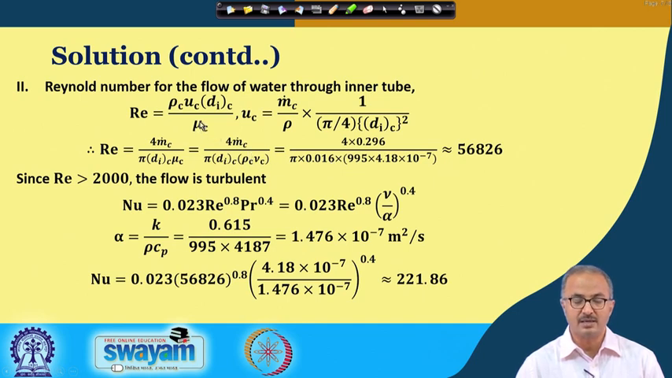Only keep in mind that the mu value is taken to be the product of the density and the kinematic viscosity, which are given in the problem. So, we put those values in and we get the Reynolds number like this.